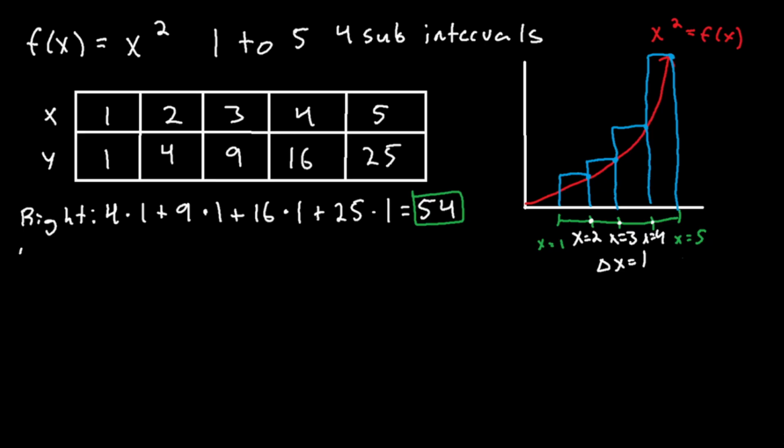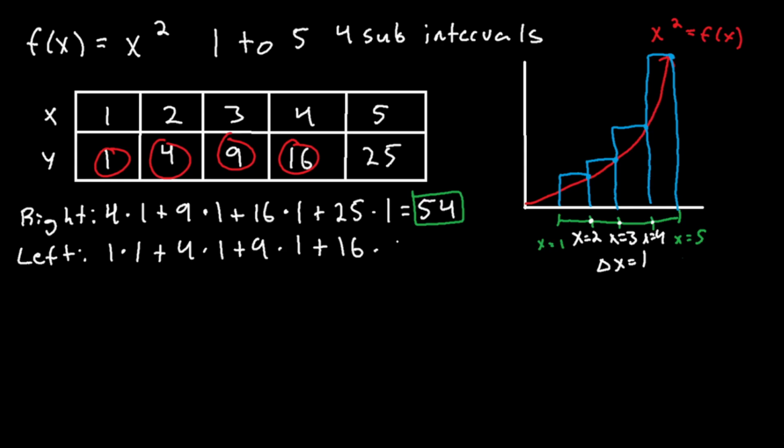The thing about the left Riemann sum approximation is that instead of starting off with the right subinterval, you start off with the left. So you multiply these 4 numbers with delta x to get the approximation. We get 1 times delta x plus 4 times delta x plus 9 times delta x plus 16 times delta x. And if you add all these values together, you get 30.